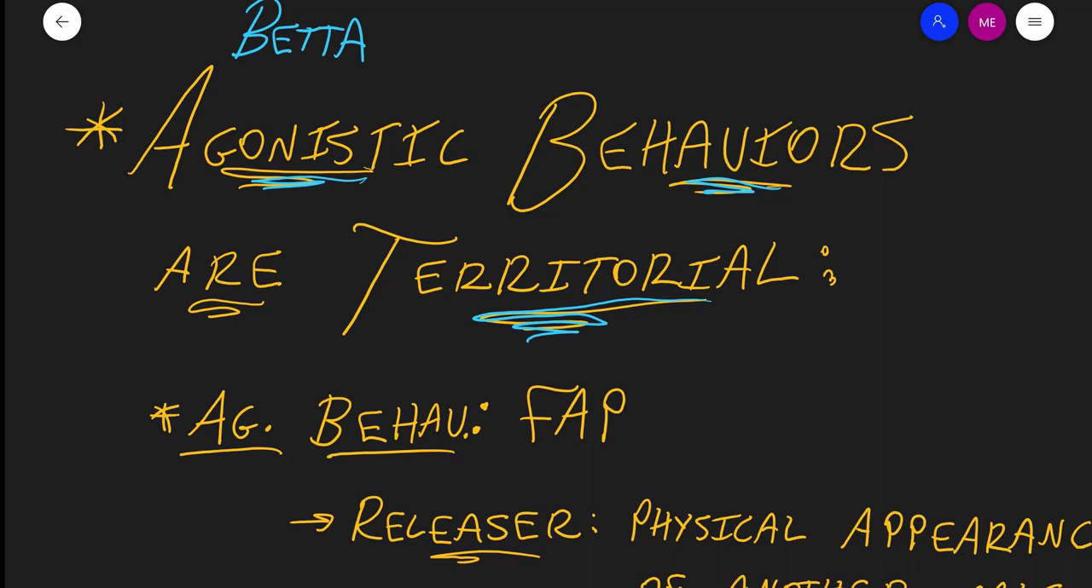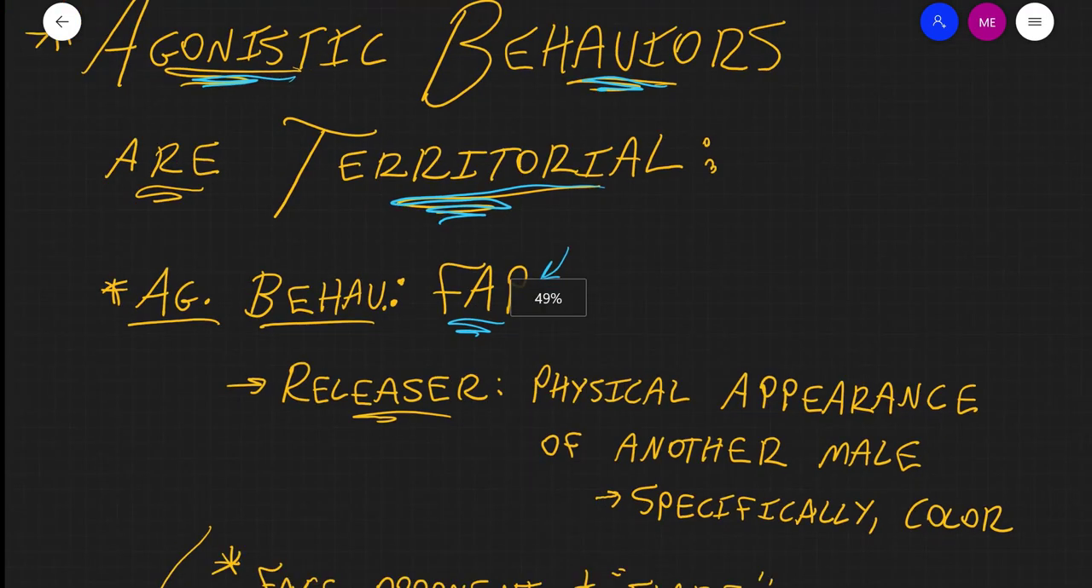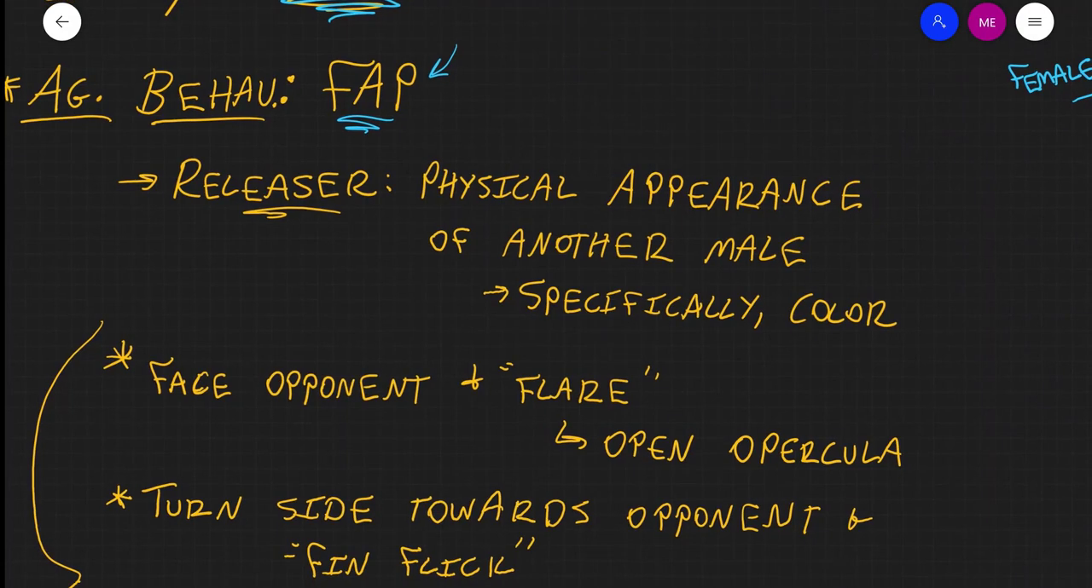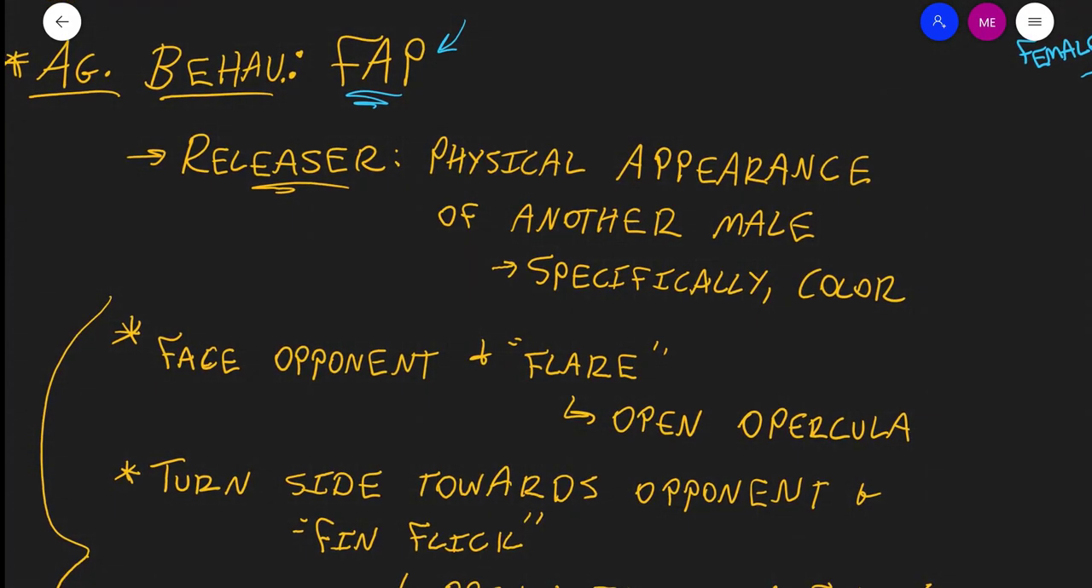And what's interesting is that the agonistic behavior in betas is a fixed action pattern. So it's a highly predictable, highly stereotyped, and ritualized behavior. Now, as you start to watch betas as they engage in these agonistic interactions, you'll realize that the releaser for this fixed action pattern has a lot to do with the physical appearance of another male. Specifically, it tends to be their color that's triggering. Color seems to be the primary releaser.